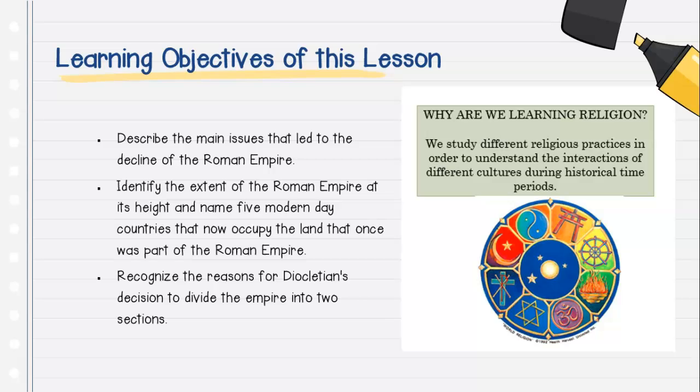Learning objectives of this lesson. Describe the main ideas that led to the decline of the Roman Empire, identify the extent of the Roman Empire at its height, and name 5 modern-day countries that now occupy the land that once was part of the Roman Empire. Recognize the reasons for Diocletian's decision to divide the empire into 2 sections.